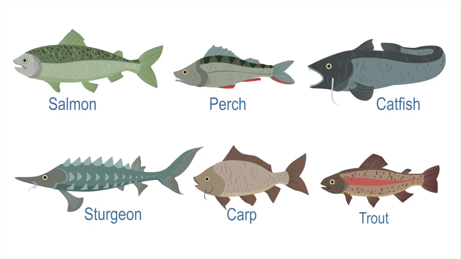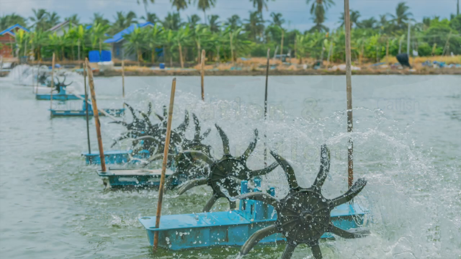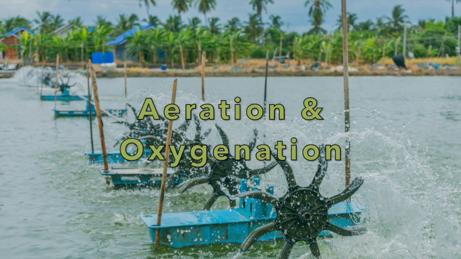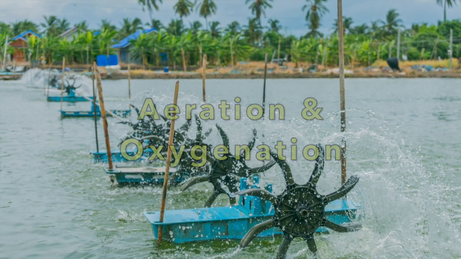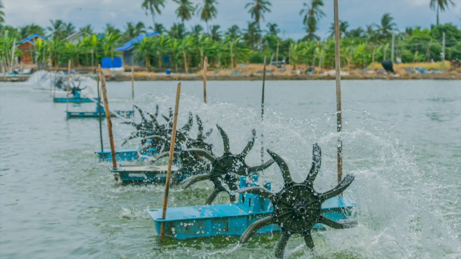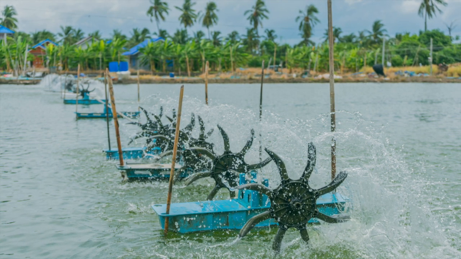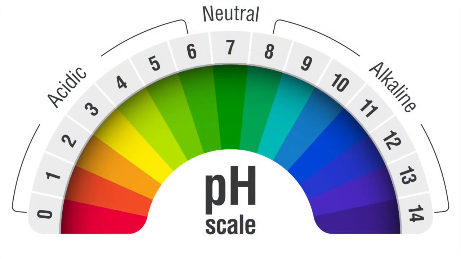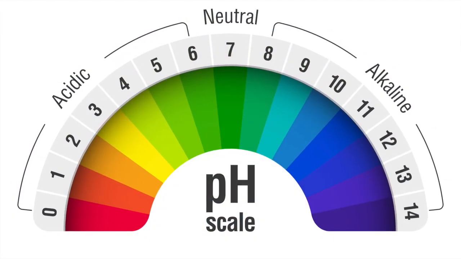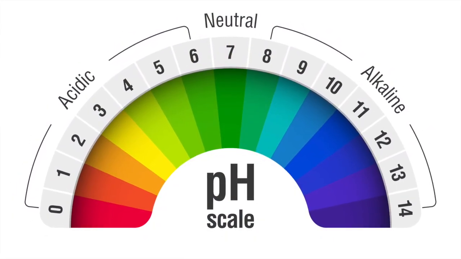Long-term exposure to non-lethal, low levels of DO can cause chronic stress in fish. Aeration and oxygenation are required for intensive fish production systems, such as ponds, cages, or flow-throughs, to keep DO levels at a safe level. The pH of water is determined by concentration of acids and bases in it.